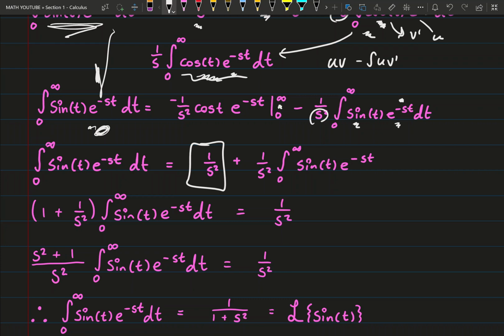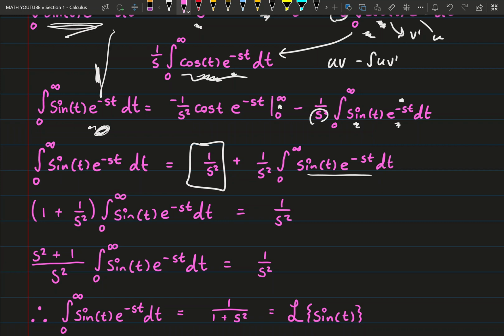It converges to 0, whereas at 0, cosine at this time is 1, but so is this term. So we are left with a positive 1 over s squared because we're subtracting the lower bound. And we also add our copy of 1 over s squared multiplied by the integral from 0 to infinity of sine t e to the minus st, and there should be a dt there as well because that is what we're integrating in terms of.